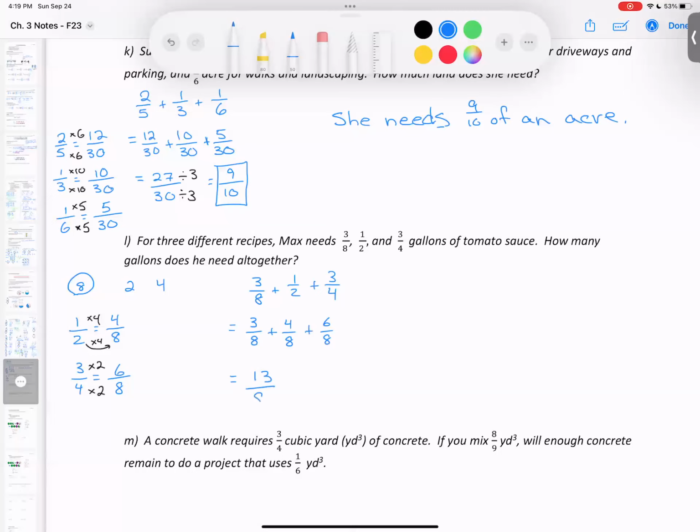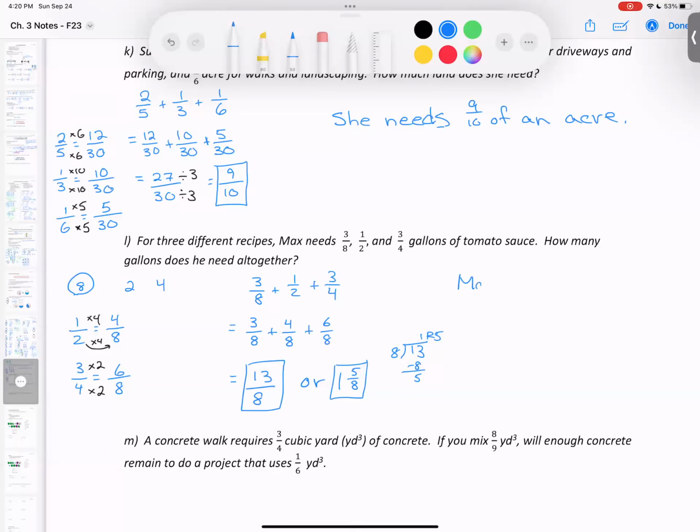Over, denominator stays the same, so 8. So we end up with 13/8, and that is a fine answer, or we could convert that to a mixed number. Let's convert it to a mixed number. So 13 divided by 8, we can do 1 time, and we're going to end up with a remainder of 5. So this would be 1 5/8. And for some reason, I can visualize that a bit more, so I think I'll use that.